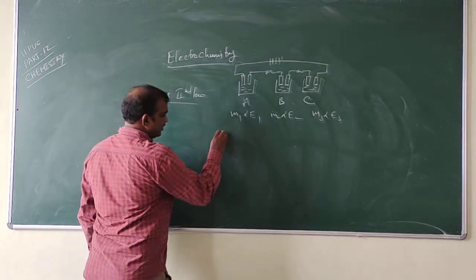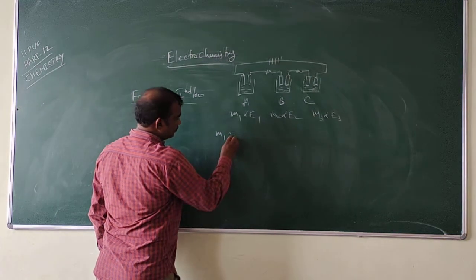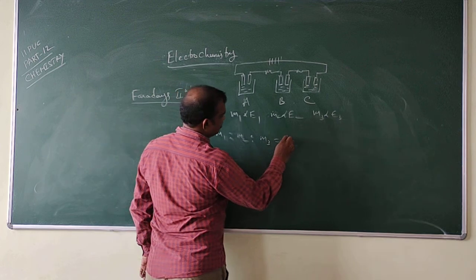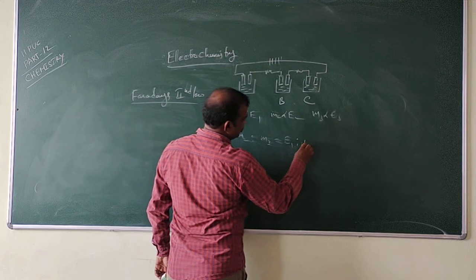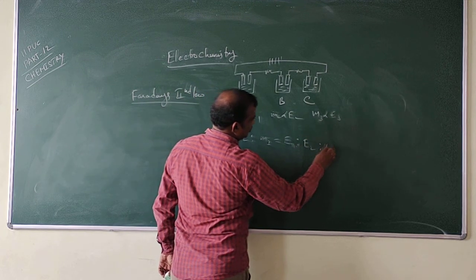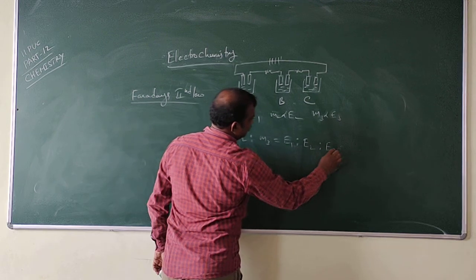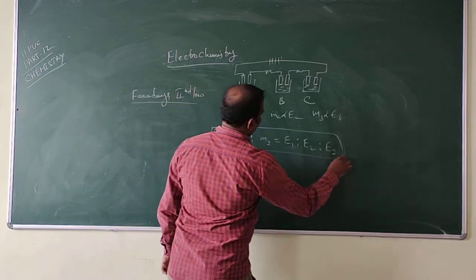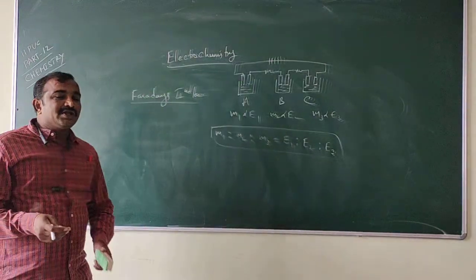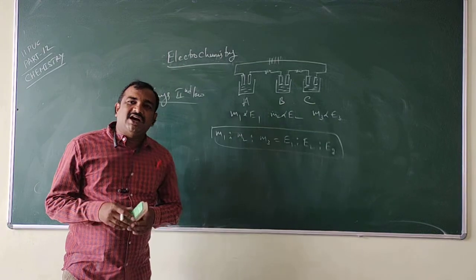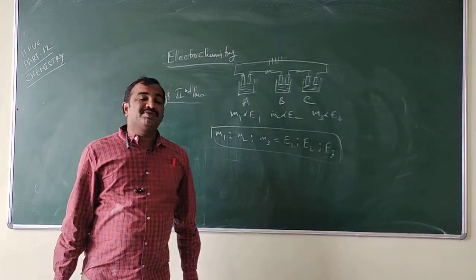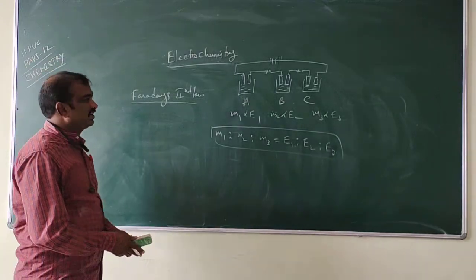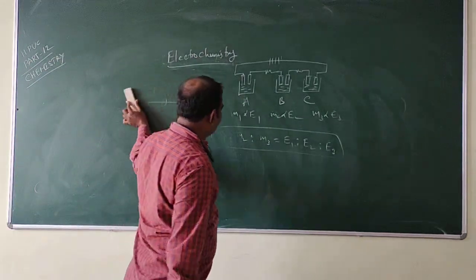So finally we will get M1 is to M2 is to M3 is equal to E1 is to E2 is to E3. We get this expression by Faraday's second law. The amount of substance liberated or deposited is directly proportional to their respective equivalent weights. That is Faraday's second law. So Faraday's first law and second law are completed.